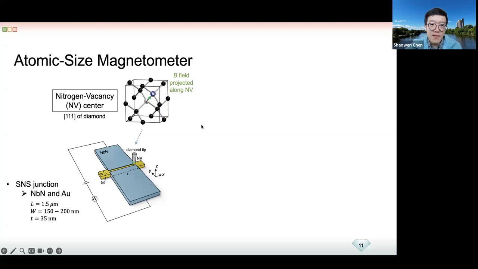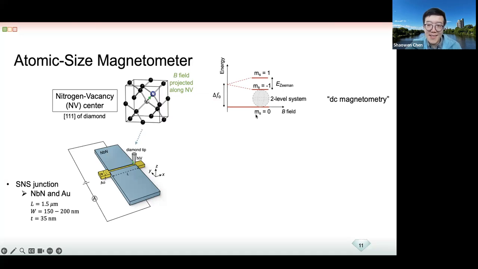So how does the NV actually measure the magnetic field? For the NV center, it's a spin-1 system. With an external magnetic field, the Zeeman field splits the plus and minus 1 states, and you can pick either one of them and the 0 state to form a 2-level system. By looking at the level spacing, you can use it as a DC magnetometer, which can measure the magnetic field in real units of Tesla.